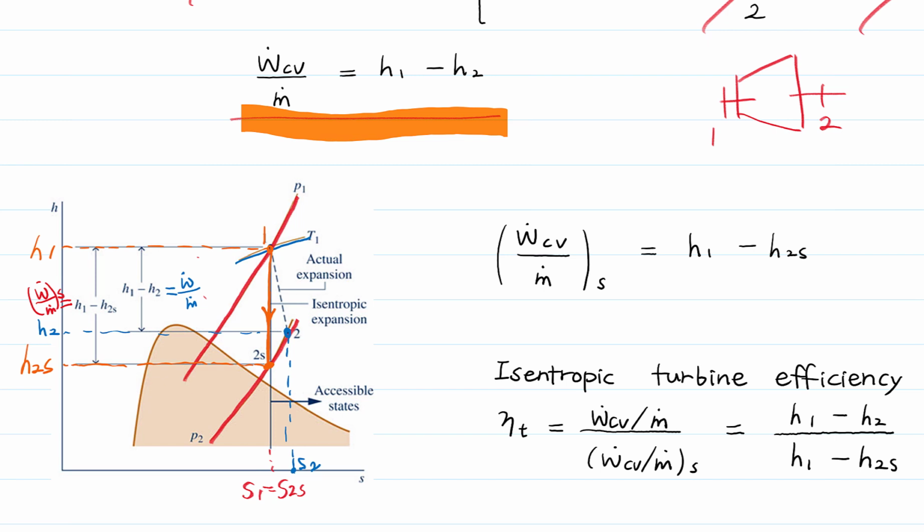As we expected, the isentropic work is greater than the actual work. Isentropic turbine efficiency is H1 minus H2, which is the actual work, divided by H1 minus H2S, which is the isentropic work.